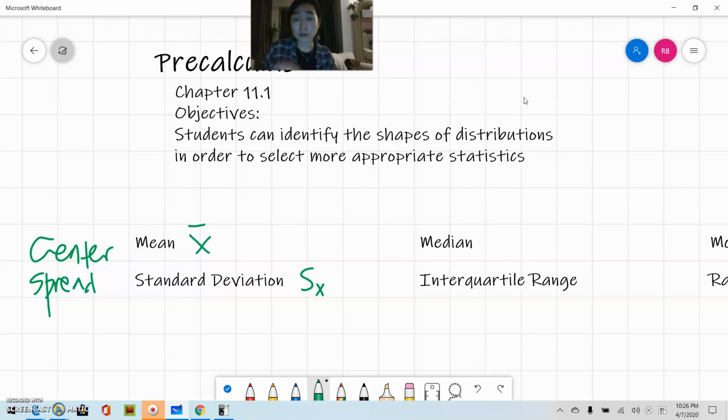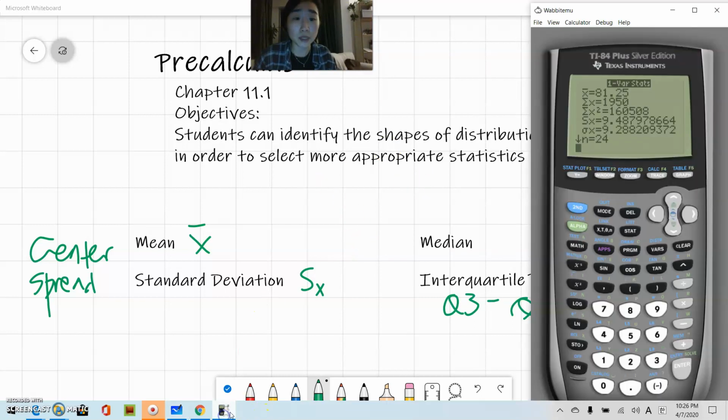Median, we talked about how to find the median. Interquartile range is the third quartile minus the first quartile, and we've seen those numbers in our 1-Var Stats. So we saw Q1 and Q3, right? The first quartile is the first 25% of the data. So where the 25th percentile falls is basically the first quartile. The third quartile then is the 75th percentile, okay?